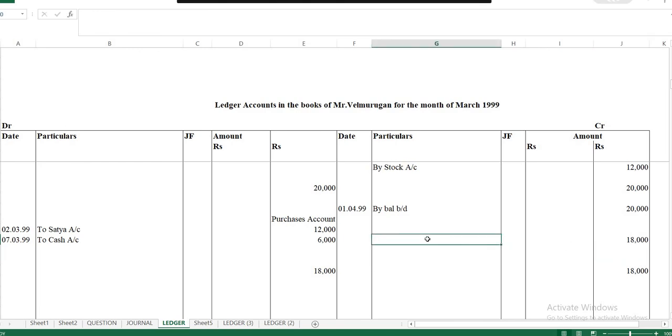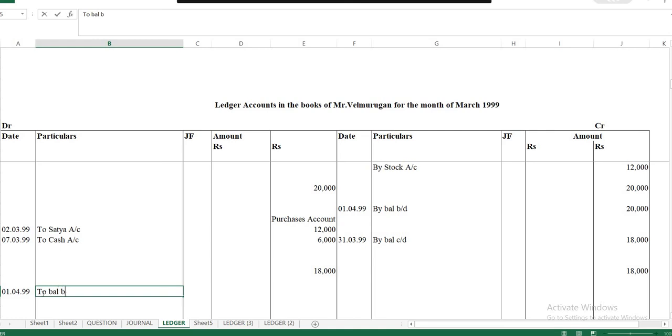But in the purchase account, most probably you don't have anything here. So that same 18,000 amount will be put over here, and here also that amount will come. So here we used the by side. By balance carried down you have to mention, and the closing date will be 31st March. This 18,000 by balance carried on is the balancing figure. The same 18,000 has to be brought to the next month as 1st April, to balance brought down. That amount 18,000 you have to mention.